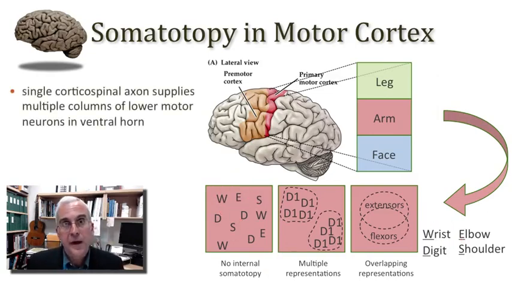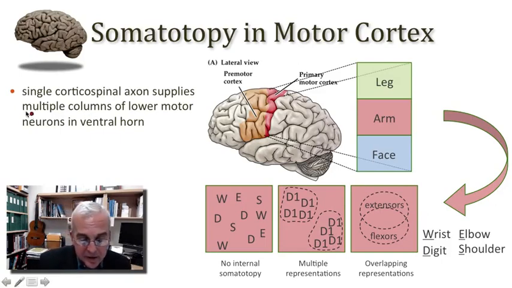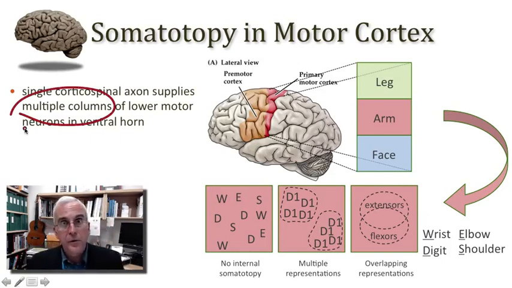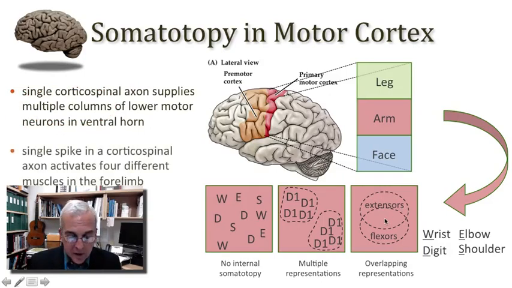If one were to trace, for example, the distribution of a single axon in the corticospinal tract, what you might find is that that axon terminates in multiple columns of lower motor neurons in the ventral horn. That might be consistent with a single location in the motor cortex being concerned with multiple kinds of movements. Also, if one were to look physiologically, one might find that a single action potential or a single spike in a corticospinal axon might activate different muscles in the forelimb. So these two points sort of go together.